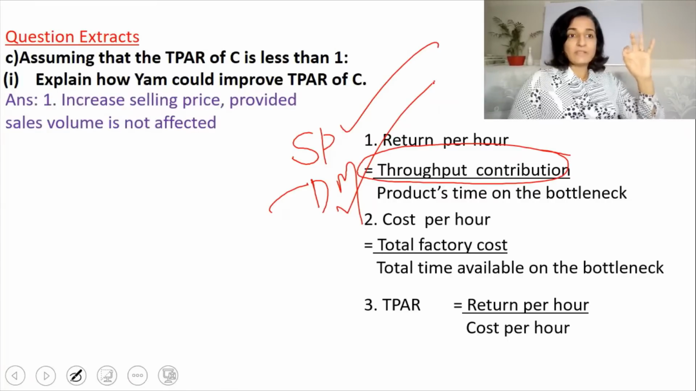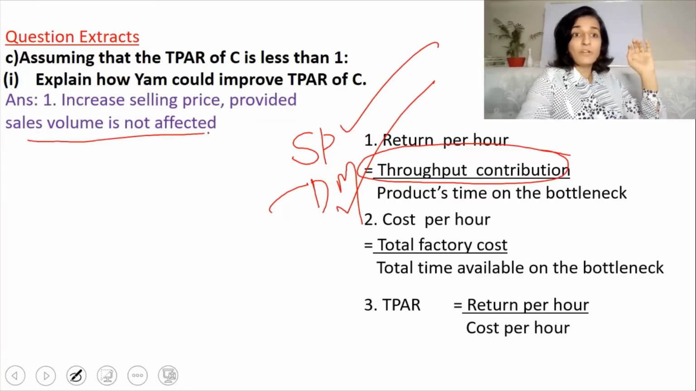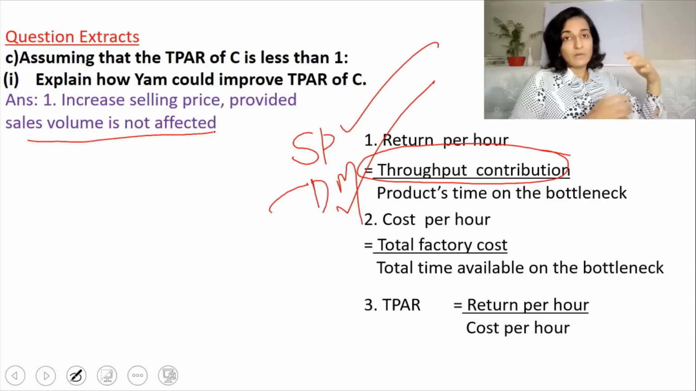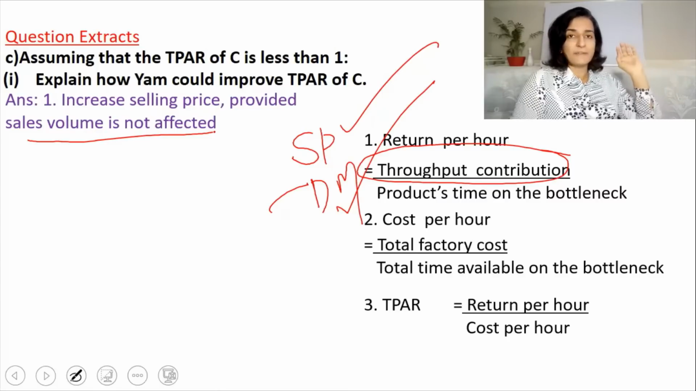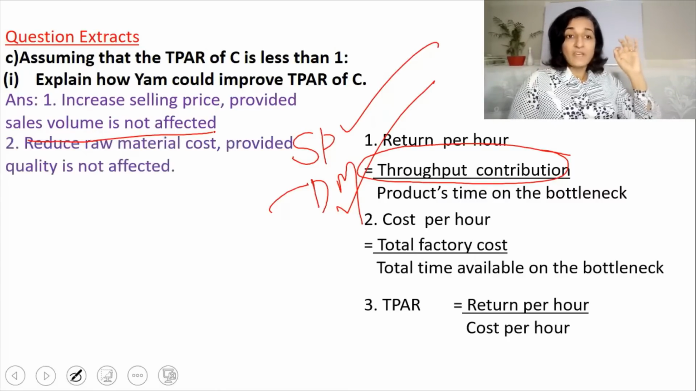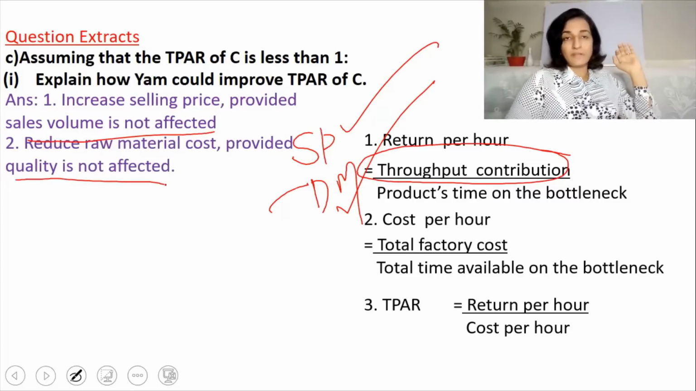Increase the selling price, provided sales volume is not affected. Now, the general tendency is that if you increase the selling price, the sales volume may drop. So you can increase the selling price as long as the sales volume do not drop or sales volume is not adversely affected. And the second point is reduce the raw material cost, provided quality is not affected. So if you can procure cheap raw materials, that is fine. But please ensure that the quality of the raw materials is good.